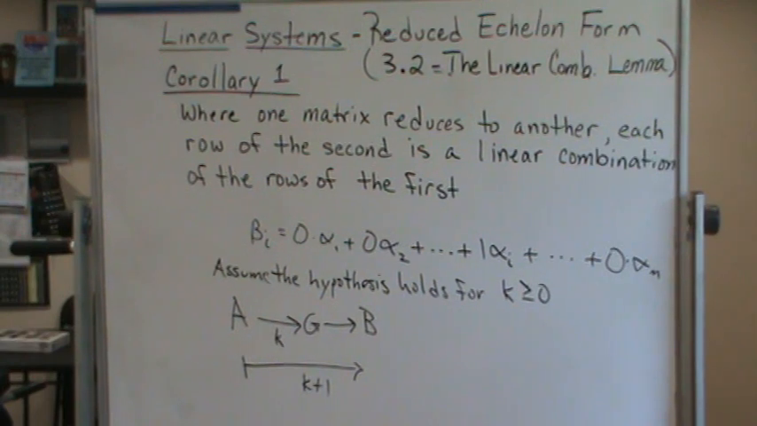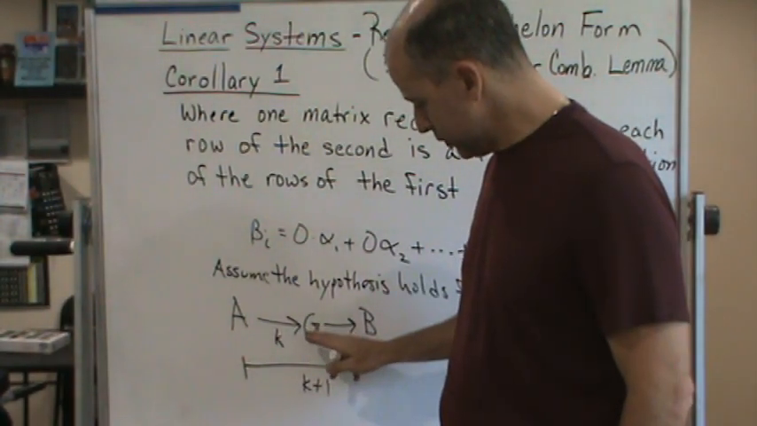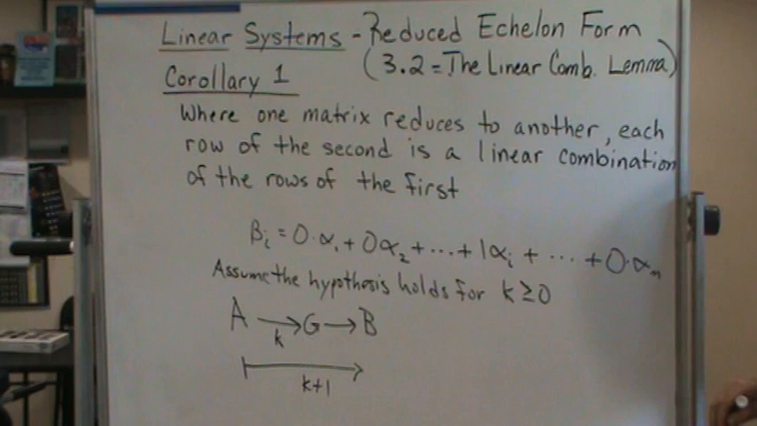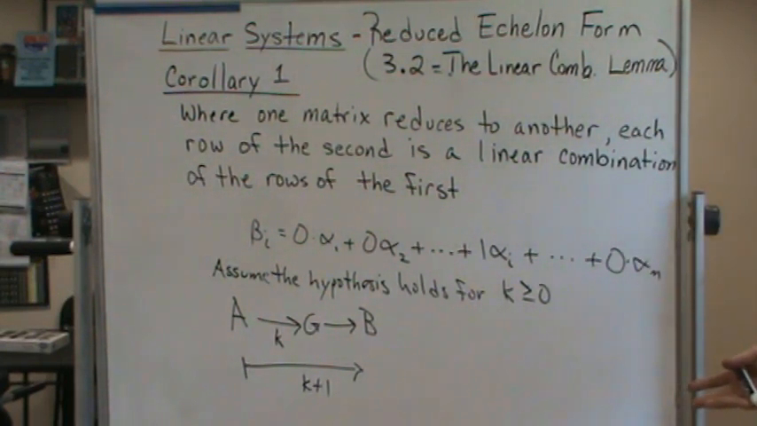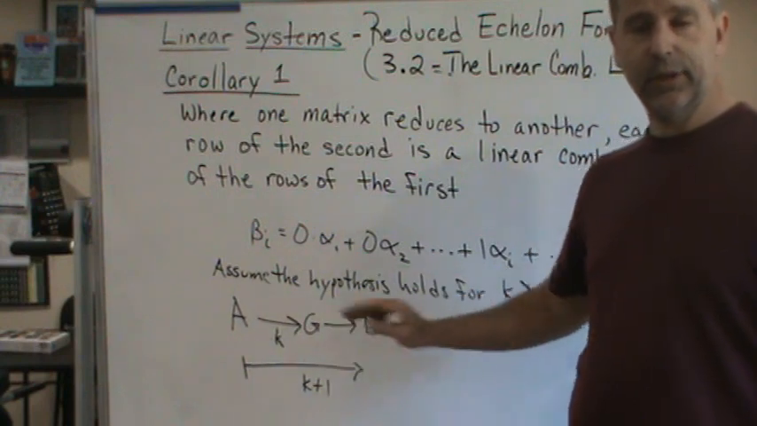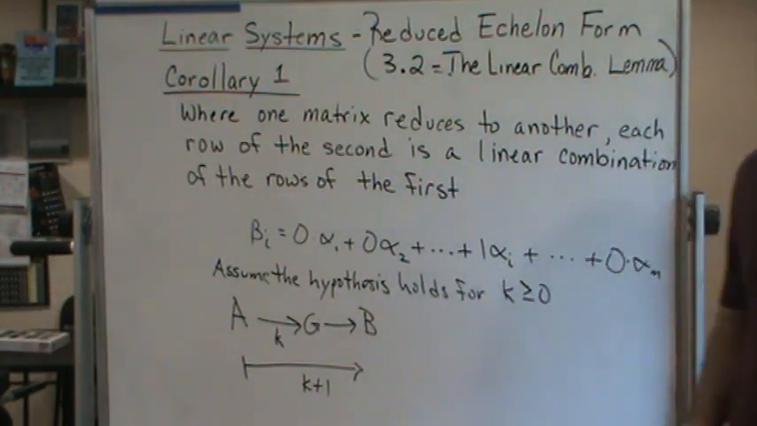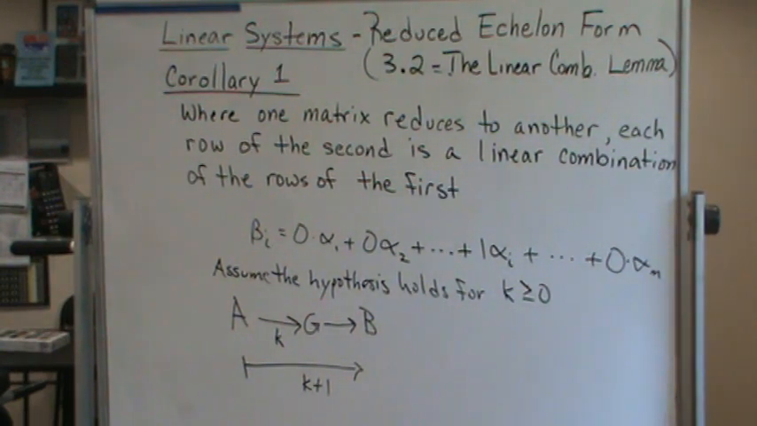Now, what if we take a scalar multiple of one of the rows in G to get to B? Well, all the other rows are going to be left unchanged, which are linear combinations of the rows of A. And when we take a scalar multiple of a row that's a linear combination of the rows of A, we still get a row that is a linear combination of the rows in A. So again, the other rows are unchanged, and the scaled row is still a linear combination of the rows of A.